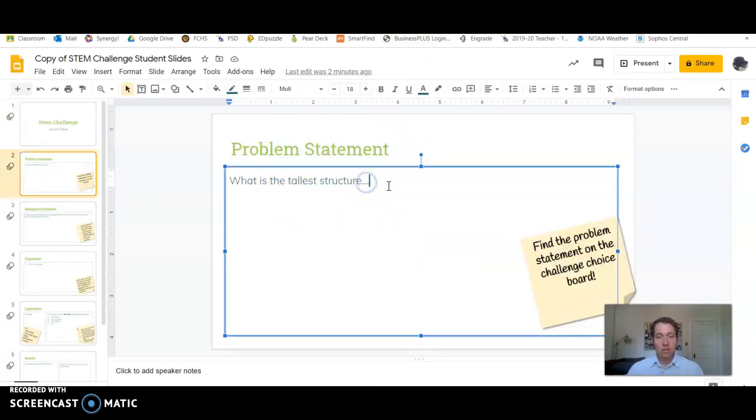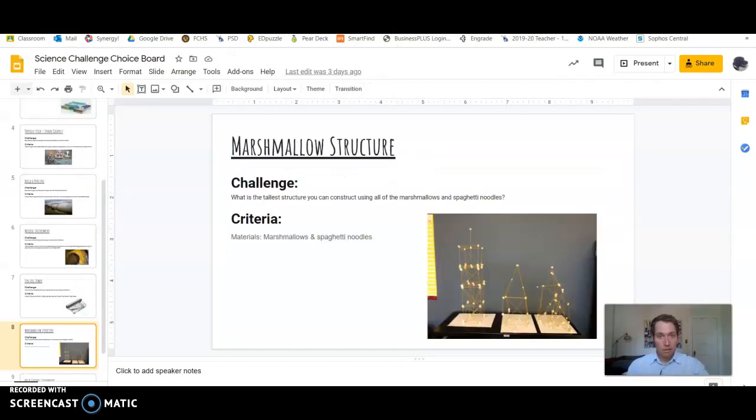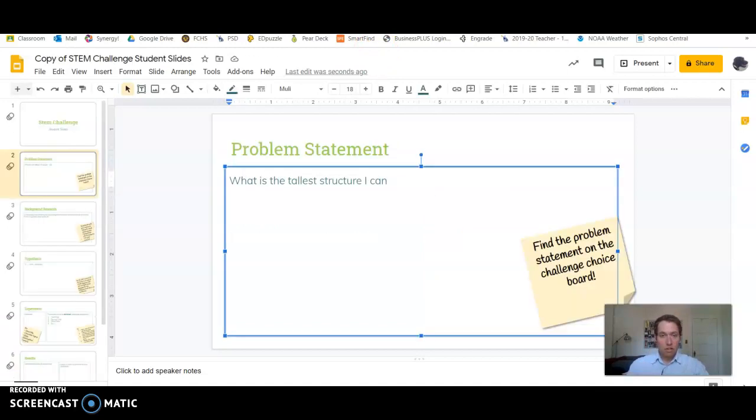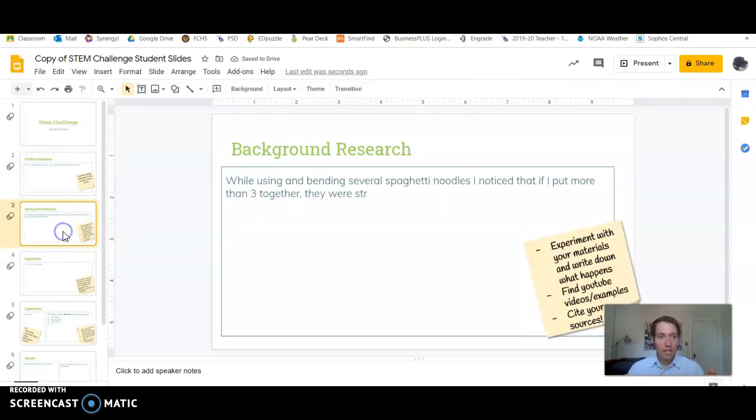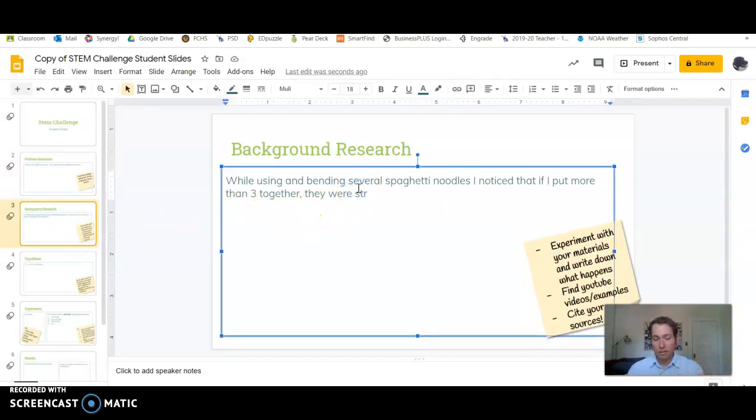What is the tallest structure I can construct using spaghetti noodles, blah, blah, blah. Okay. That is slide number 1. You just take that problem statement. You then perform some background research, right?